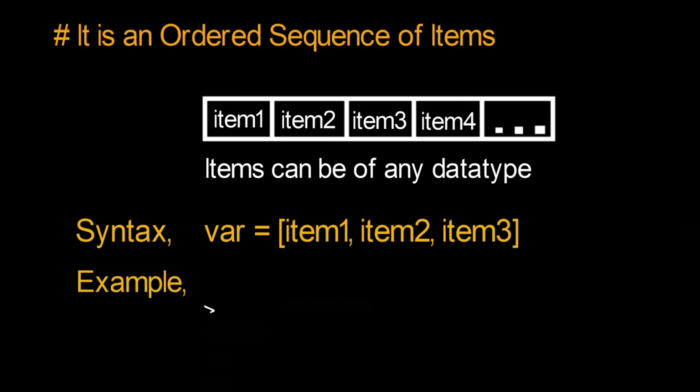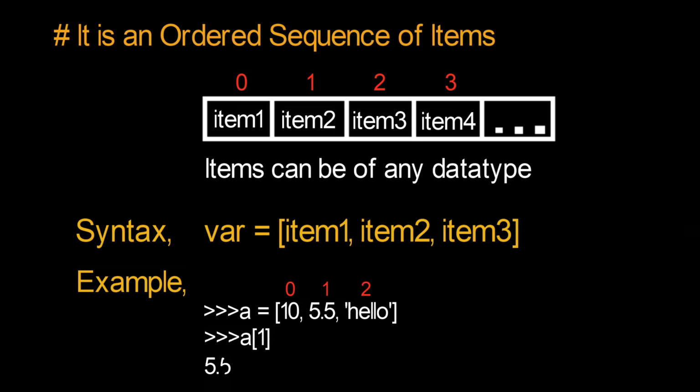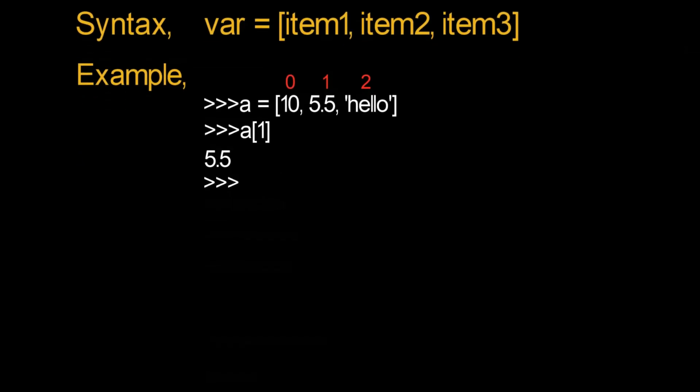For example, we can declare a list like A = [10, 5.5, 'hello']. Now, since they are an ordered sequence of elements, each element in the list has an index like 0, 1, 2. We can get any value from the list similar to how we get it from a string, like A[1] is equal to 5.5. The value 5.5 will be displayed. Also, A[1:3] will get the result as [5.5, 'hello']. The result is in the form of a smaller list.